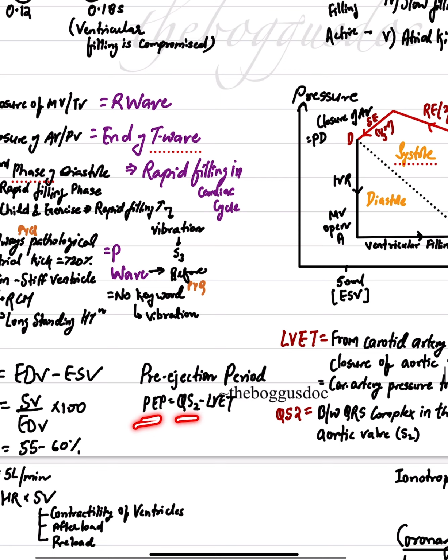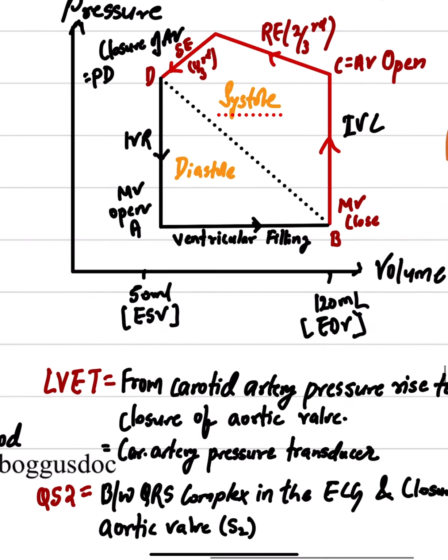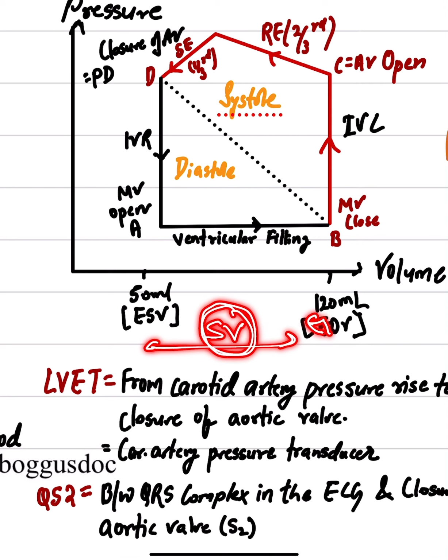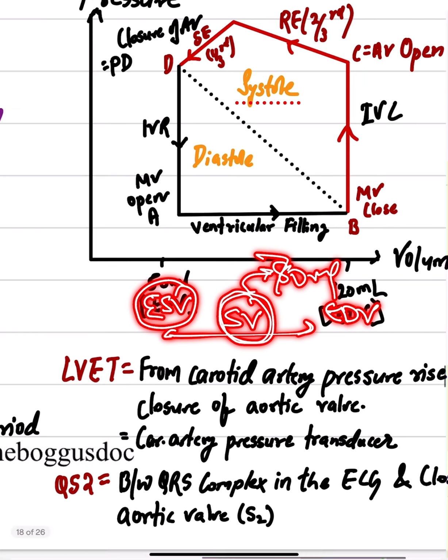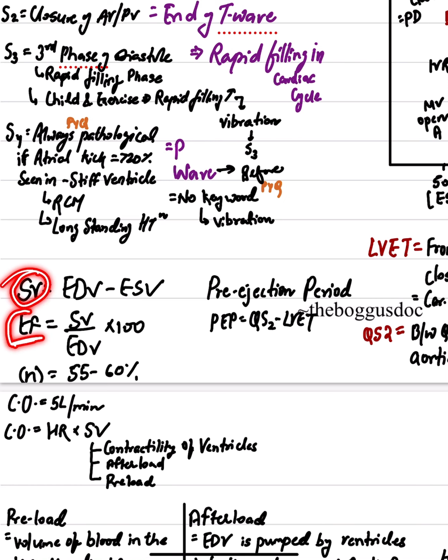There is also a formula for the pre-ejection period: QS2 time minus LVET. And what is stroke volume? End diastolic volume is 120 ml, we have this much fluid, and we are left with 50 ml after systole. If we see the change from end diastolic volume to end systolic volume, it is around 70 ml. So this 70 ml is the stroke volume.